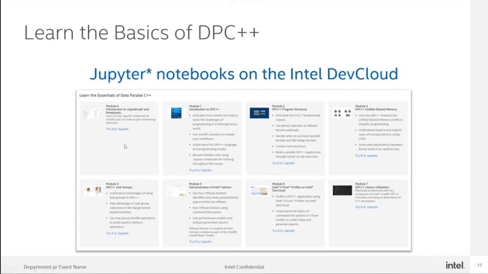So they're really nice. We have 8 notebooks currently that talk about data parallel C++, and these get added to fairly often. The way that you get these is when you sign up for DevCloud, when your account is provisioned, they place a copy of all of these notebooks into your account. So they're just sitting there waiting for you after you've signed up for DevCloud. And all of this is free.